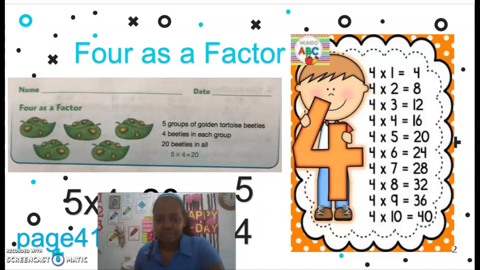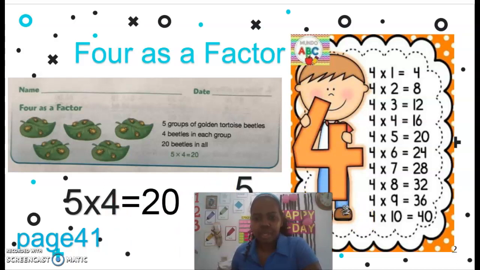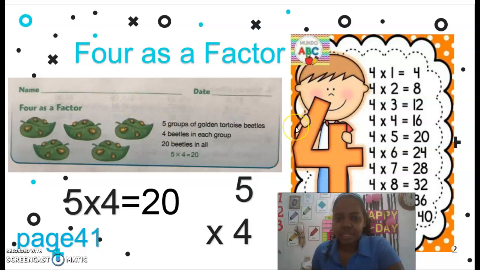Then, after you finish with that, you're going to work on page 41 of your book. Page 41 of your book. This one. Page 41.